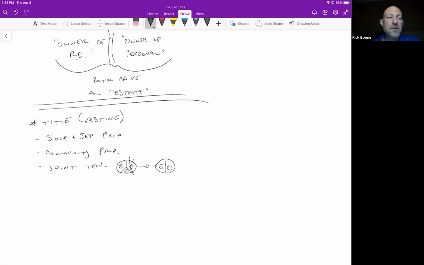It doesn't pass on to the spouse. It doesn't pass on to the kids. We had 3 owners, one dies. Now there's 2 owners. This is an example of joint tenancy.